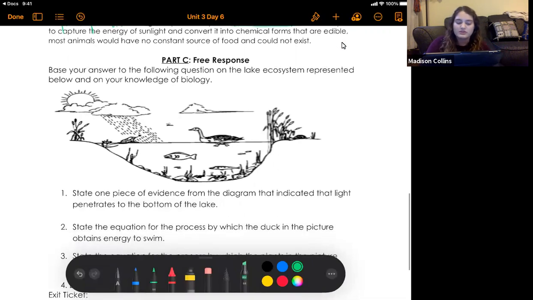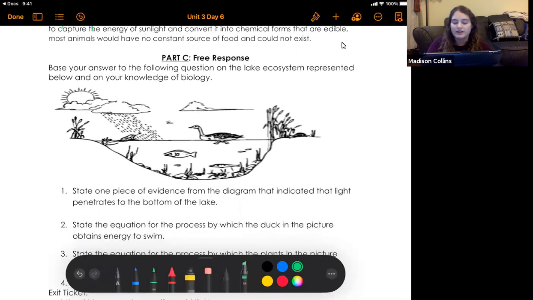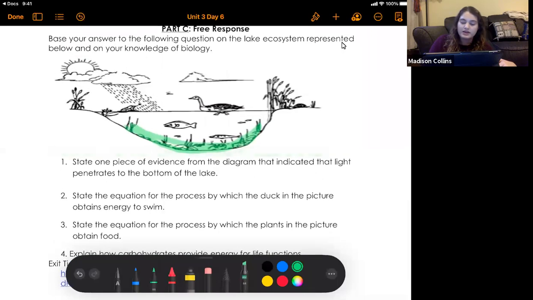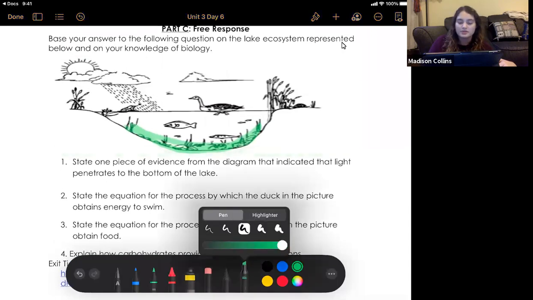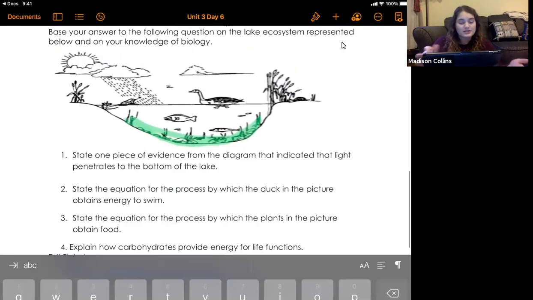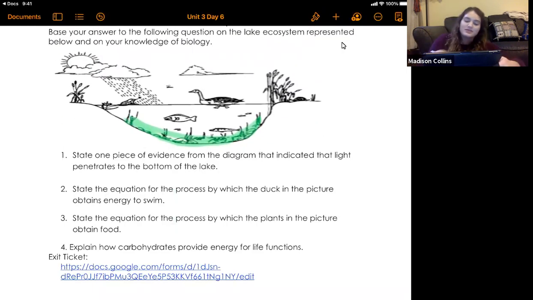So the first thing we have to do is state one piece of evidence from the diagram that indicates that light penetrates to the bottom of the lake. So you may see that on the floor of this lake, we have some green plants growing. Now that is going to be our evidence that light makes it to the bottom of the lake, because what do plants need in order to photosynthesize? Light.